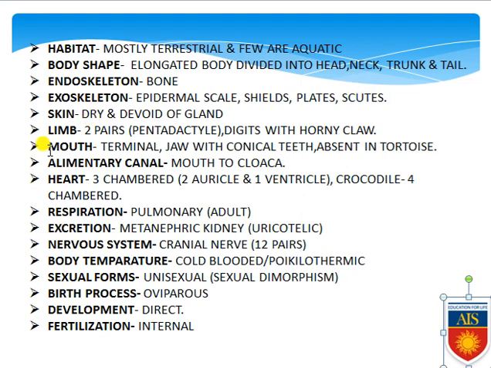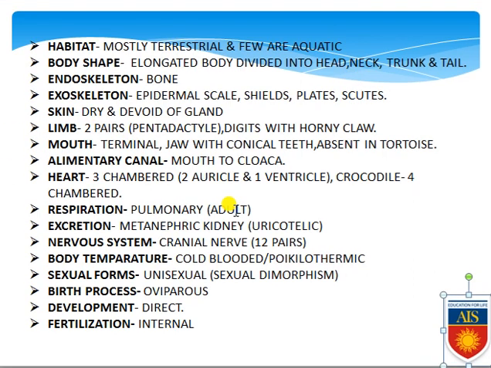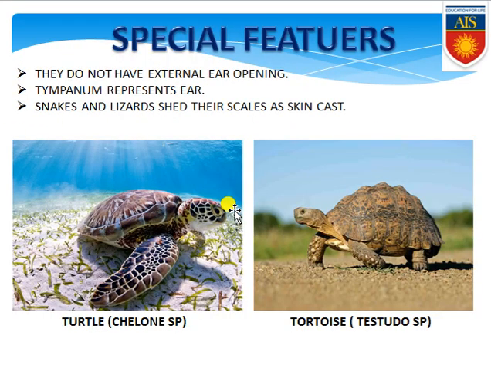Now coming to the special features of class Reptilia. First of all, they don't have an external ear opening. Ear opening is totally absent. They have a tympanum like amphibians, and that represents the ear. Keep it in your mind, snakes and lizards can shed their body scales as a skin cast. When the seasonal change happens, according to that time they shed off their body scales, and that is called skin cast.